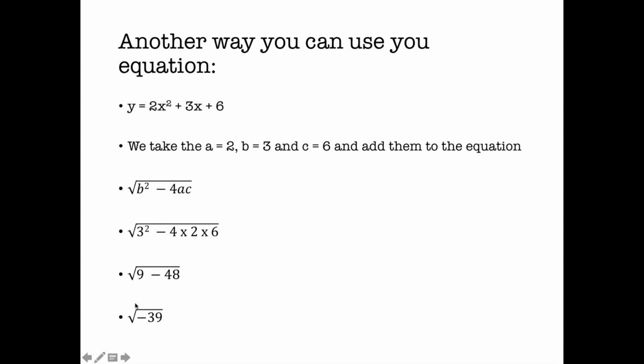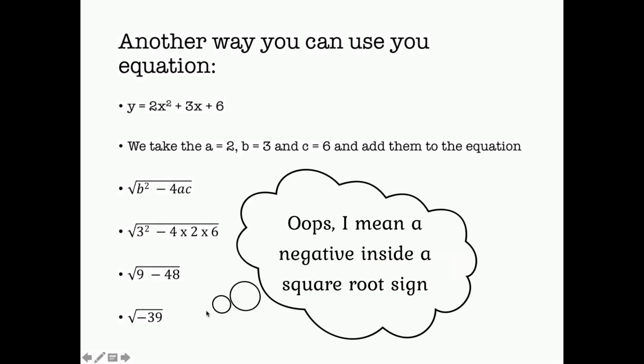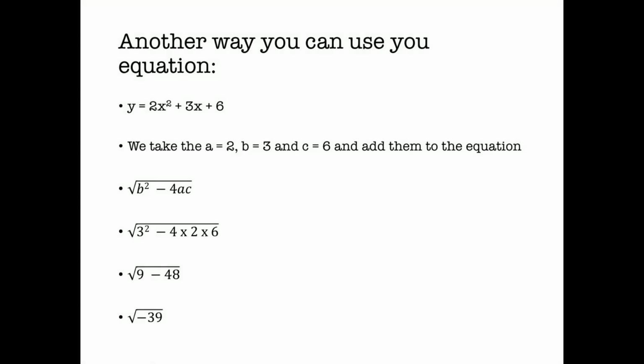Because it's a negative inside the square root, that means we can't find a solution, and that's when we know that a graph or a curve has no points hitting the x-axis. So as long as you put in the right information into this square root sign, you'll be able to determine how many roots it has. This example shows that it has no roots.